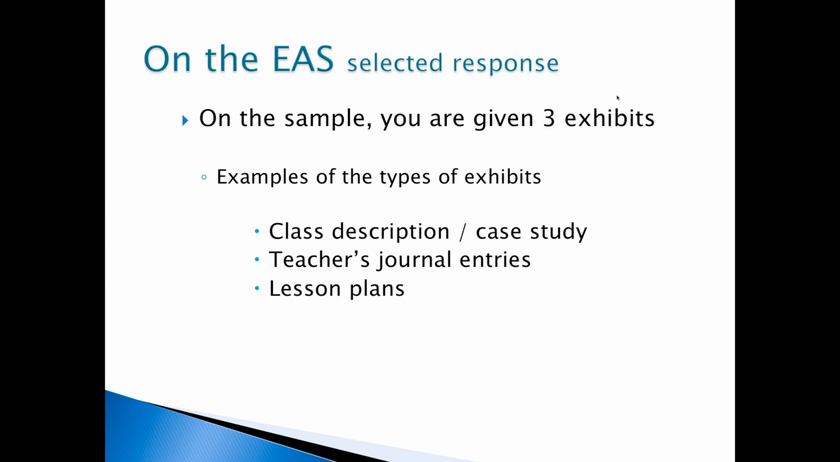On the EAS selected response, on the sample, you're given 3 exhibits. And so just by giving you some of the examples, it will tell you what an exhibit means. You will get something like a brief class description of what's been going on in the class. They continually call it class descriptions in the guides. Sometimes it reads to me like a case study because it focuses on a student. You'll also see something about teacher reflection. So for instance, a teacher's journal entry about their thoughts about what's been going on in the class, and then lesson plans the teachers come up with.